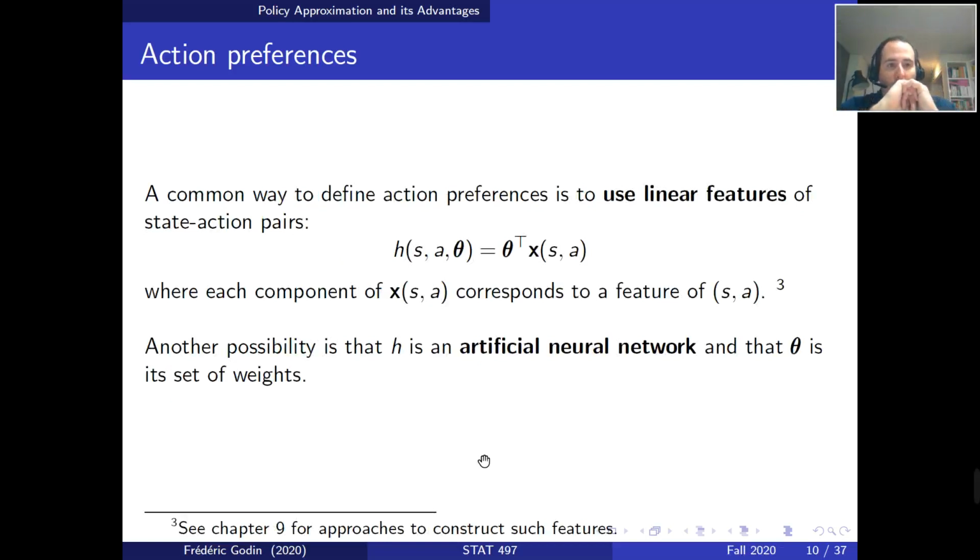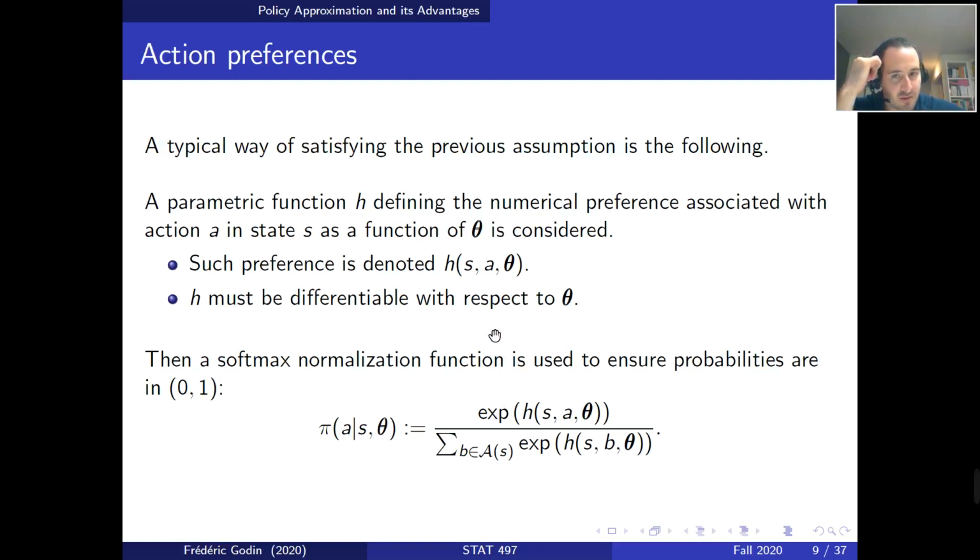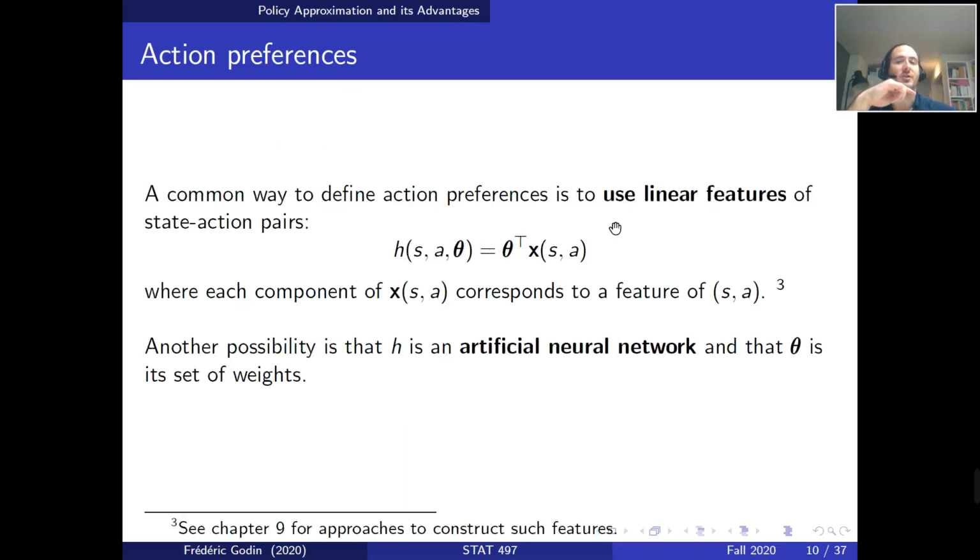Now one thing you might ask yourself is, action preferences H, how do we specify these in practice? Again, there are many possibilities, but a very popular choice would be to use linear features. Once again, we can define features or characteristics associated with the various state action pairs of our problem, and we can assume that the action preference for a state action pair is a linear combination of the features of that state action pair, where the weights of the linear combination are the parameters theta. This of course ensures that H is differentiable because the gradient is the feature vector x itself. So this is a very natural way to do this.